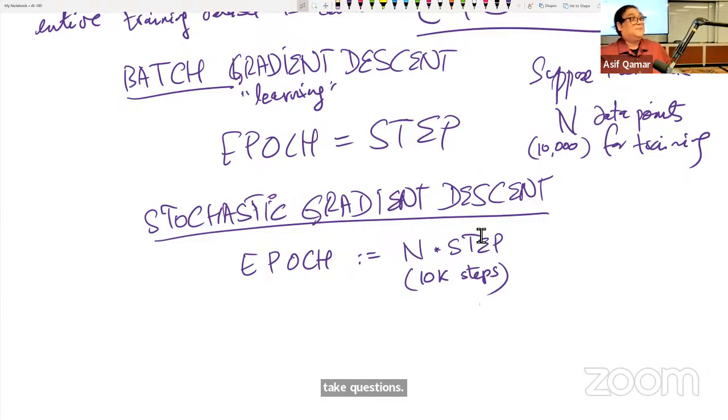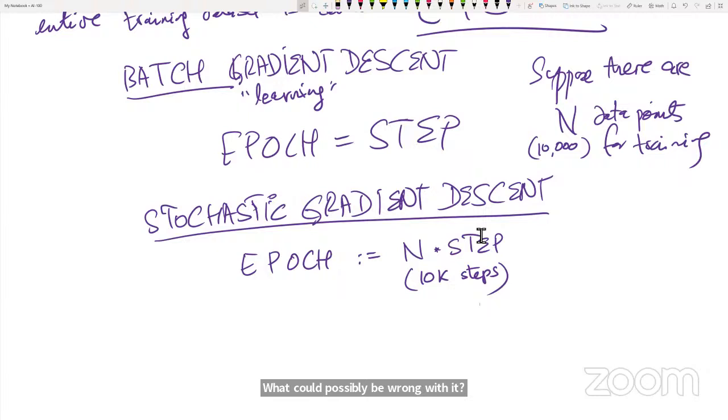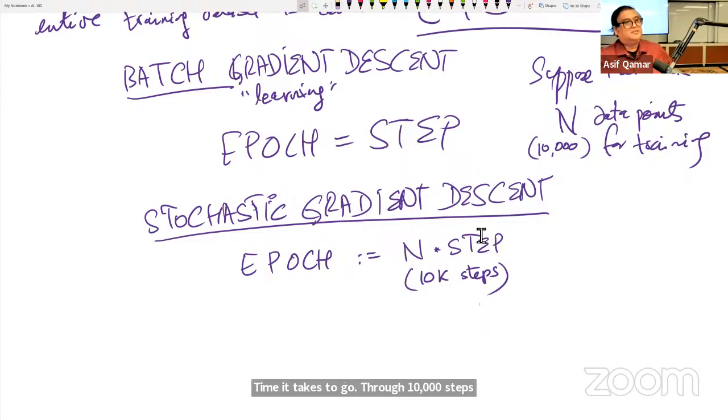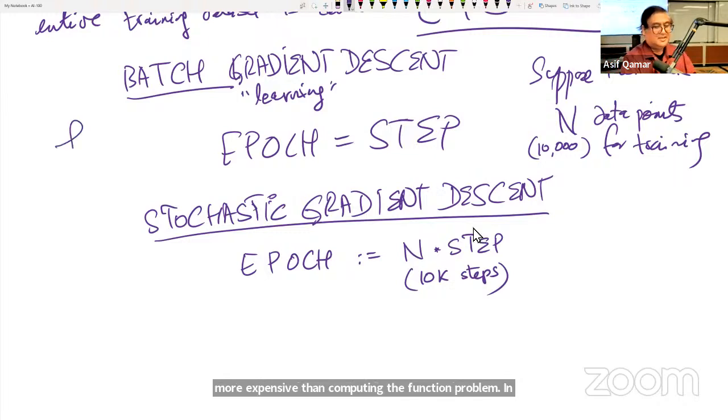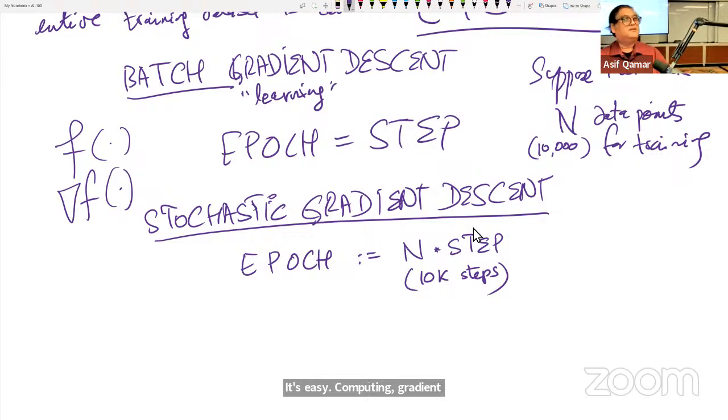What could possibly be wrong with it? Time it takes to go through 10,000 steps. Yeah, that's a good point, Sidhu, that you brought up, and I think somebody here said slow. That is one practical problem, which is that every time you learn, actually learning is very expensive. We talked about the word gradient. Gradient is a derivative of a function. Derivatives and propagating the derivatives back is far more expensive than computing the function forward. In other words, if it is a machine, computing f(x) is easy. Computing the gradient of f is quite a bit more expensive.